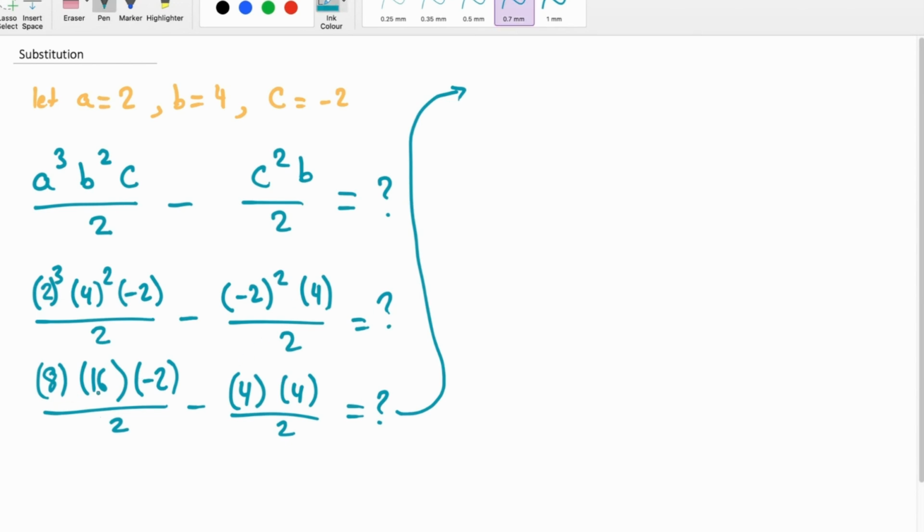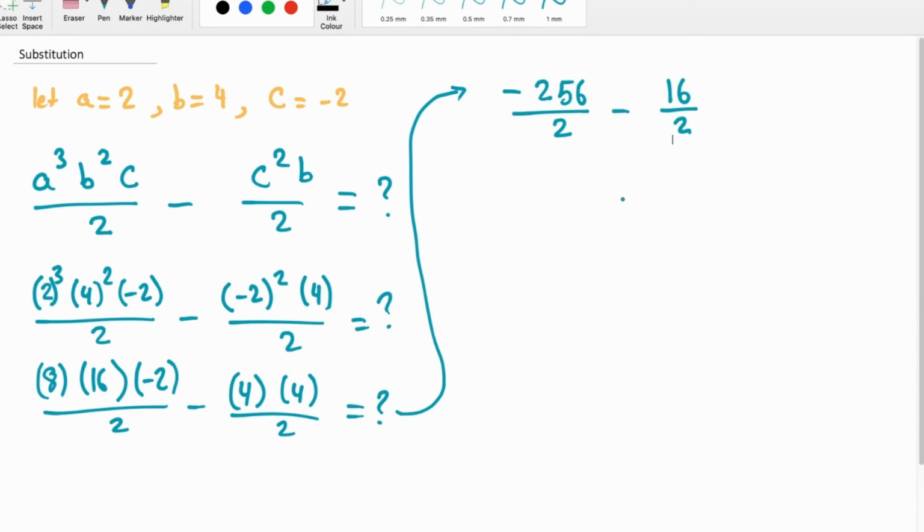Let's simplify that left fraction. So 8 times 16 gives us an answer of 128. 128 multiplied by negative 2 gives us an answer of 256. And remember, that's going to be negative. So negative 256 on the top, over 2. That's our left-hand side done. On the right-hand side, minus, we have 4 times 4, that is 16, over 2, like that.